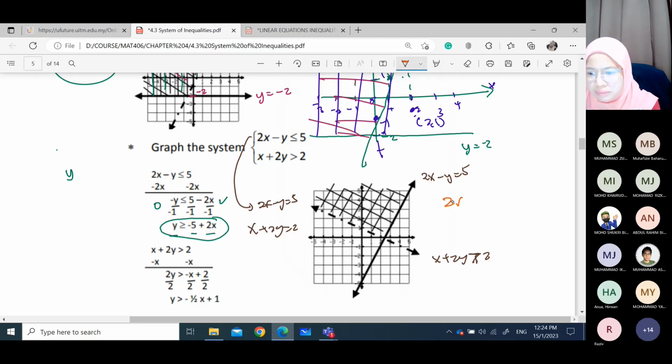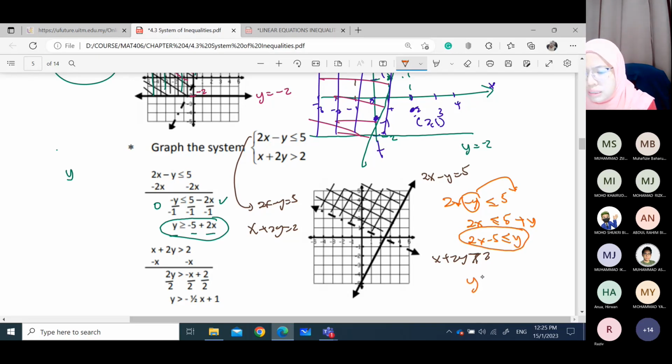Kita ada 2x minus y less than or equal to 5. Okay. So y kita bawa ke sebelah. So we have 2x less than or equal to 5. So this y we bring to the other side, then we have plus y. Okay. Sebab kemudian 5 ni kita bawa ke sebelah, dan dia akan jadi 2x minus 5 less than or equal to y. So based on this, we can say that y is always greater than or equal to 2x minus 5.